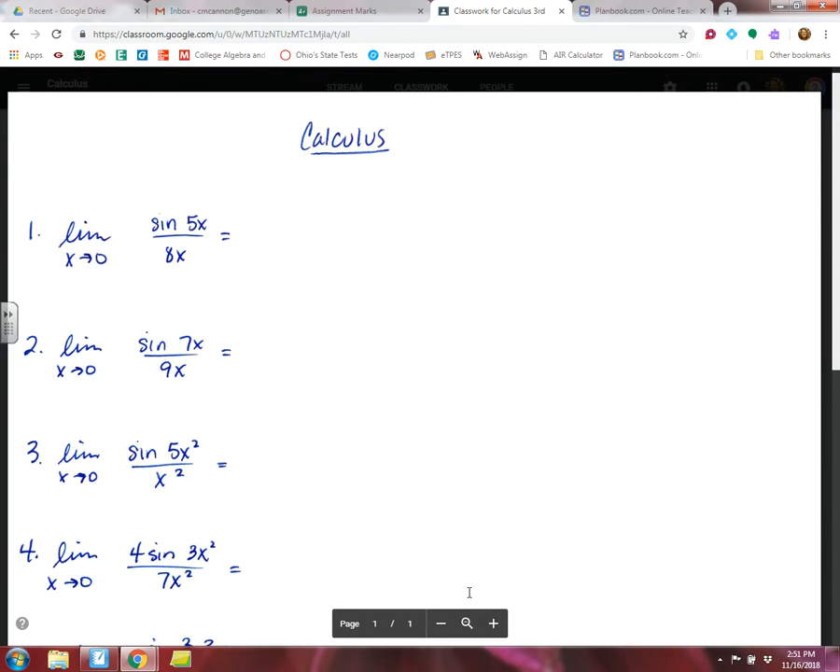Number 3, let y be 5x squared, and your final answer should be 5. Number 4, I believe we did in class. Number 5, I also believe we did in class. Number 6, you should let y be 8x, and then your final answer is 0. And then number 7, we did in class.